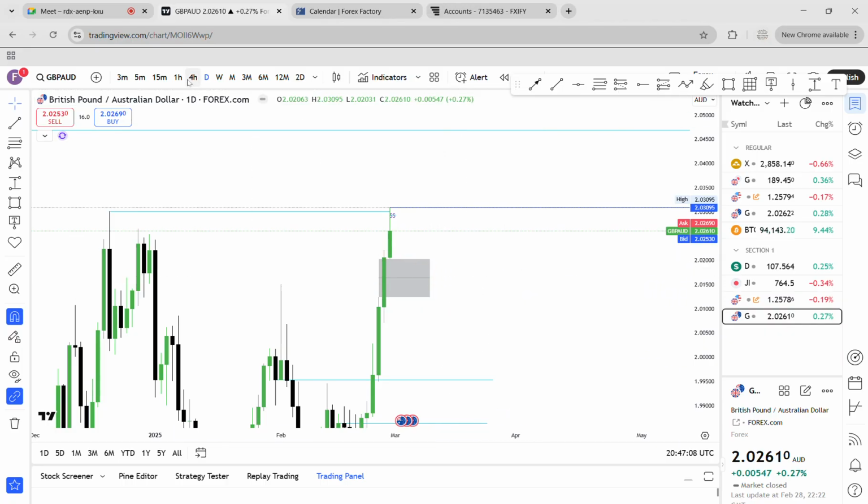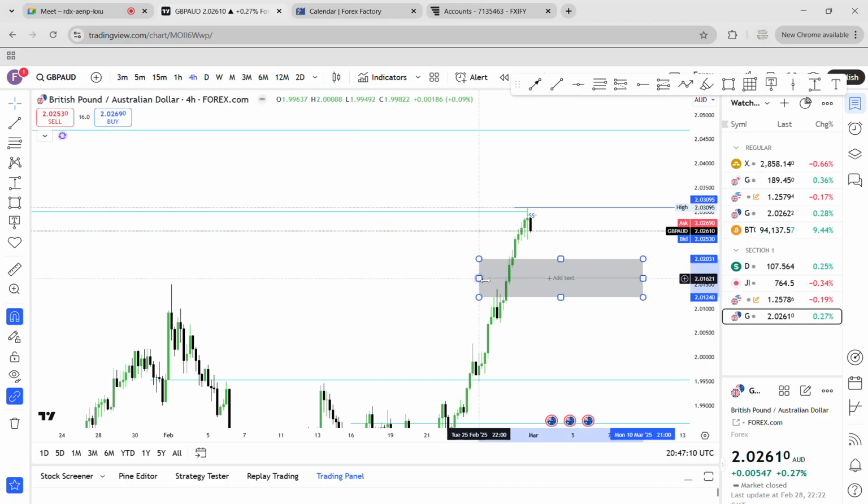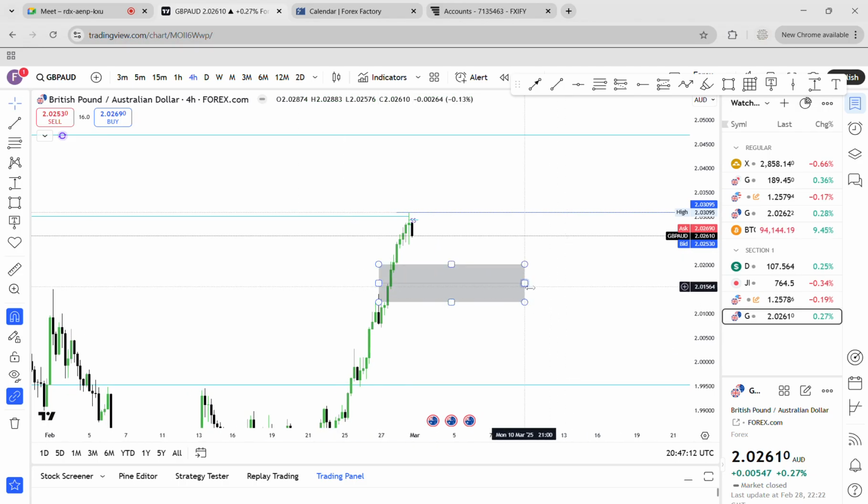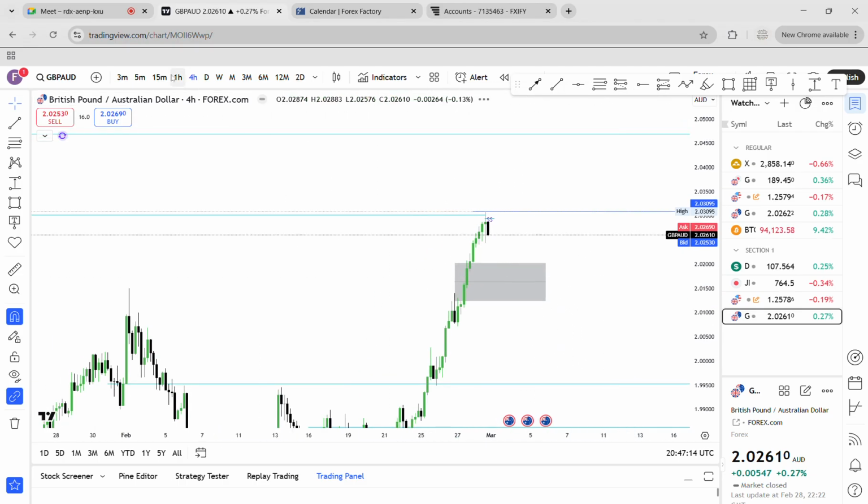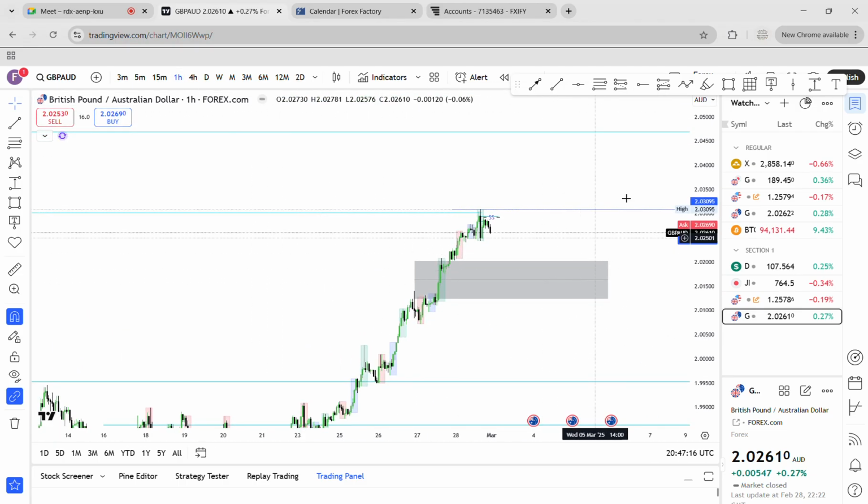Like, okay, this area, maybe if I take a sell and it gets to this area, I might be looking to take some partials just to secure something, because price might just bounce off here and keep going higher. And if it's going higher, it's going higher to take out this high liquidity.